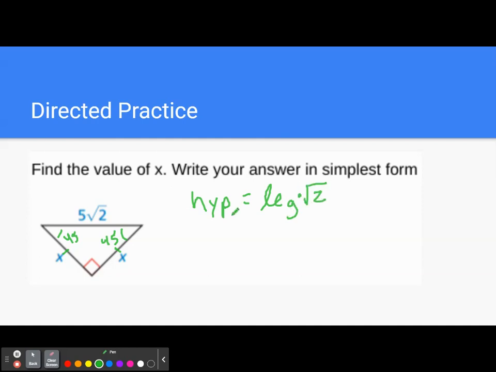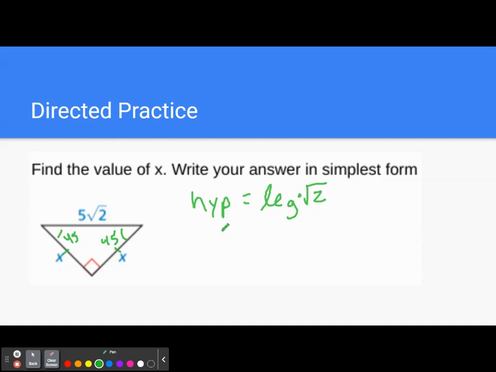Okay. Now, look at your triangle. What side would be considered the hypotenuse, Carter? 5 square roots of 2? 5 times the square root of 2? How did you know that side was the hypotenuse?